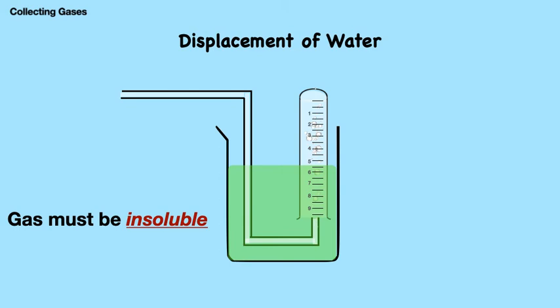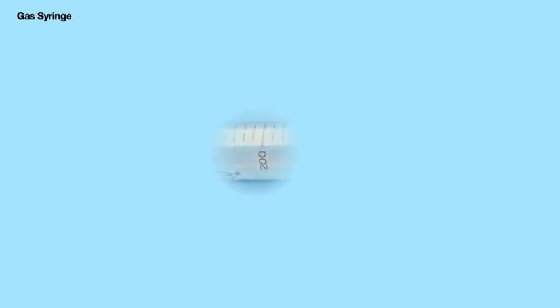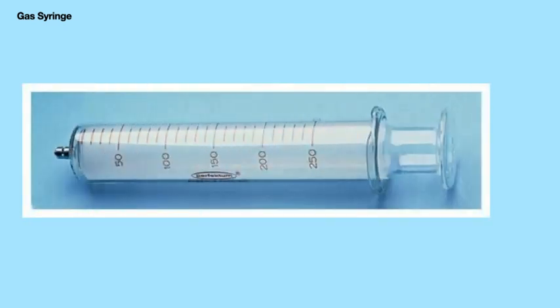If you're dealing with a gas that is soluble in water, or indeed any gas, you can use a gas syringe to measure how much you've got. Now, a gas syringe looks like that. Okay, we're going to look at how we use it now. Notice the measurements up the side though. These are measurements of volume.